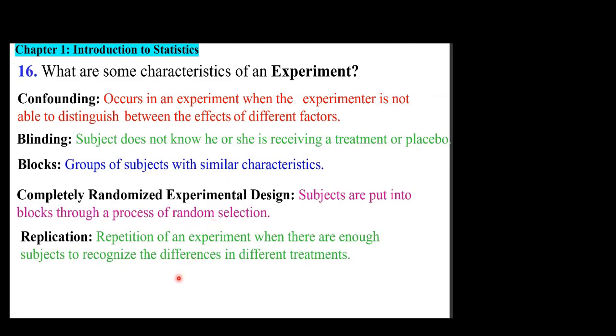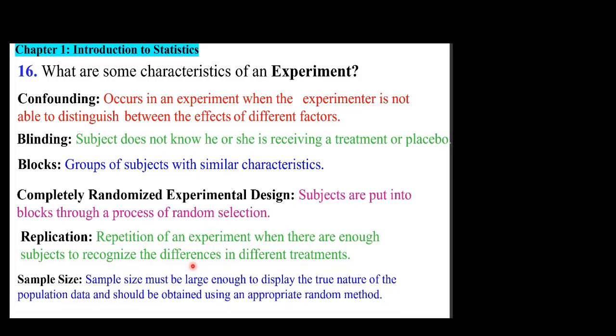Replication. Repetition of an experiment when there are enough subjects to recognize the differences in different treatments. Sample size. Sample size must be large enough to display the true nature, and that's the key, the true nature of the population data, and should be obtained using an appropriate random method.